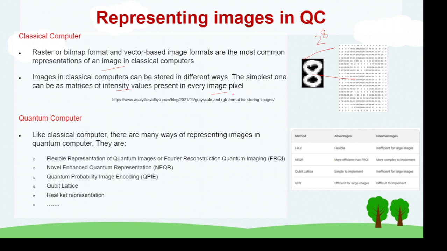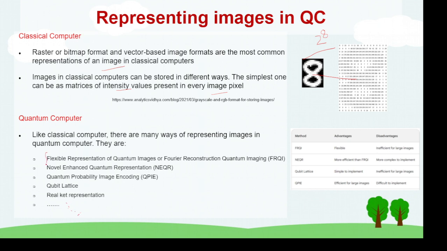In quantum computing, there are many ways of representing images. Some of them are listed here. The first one is called FRQI, flexible representation of quantum images. Some people call it Fourier reconstruction quantum imaging. Then NEQR, QPIA, qubit lattice, real ket representation. Like that, there are many methods.